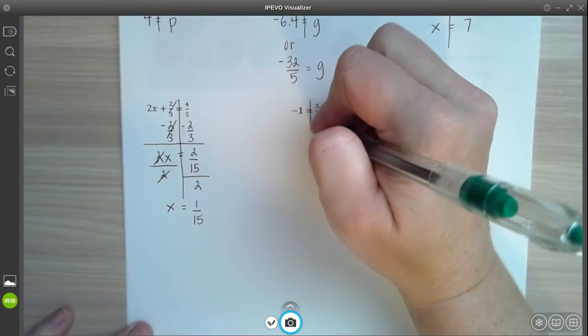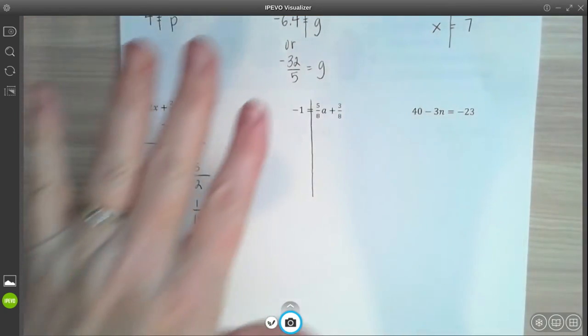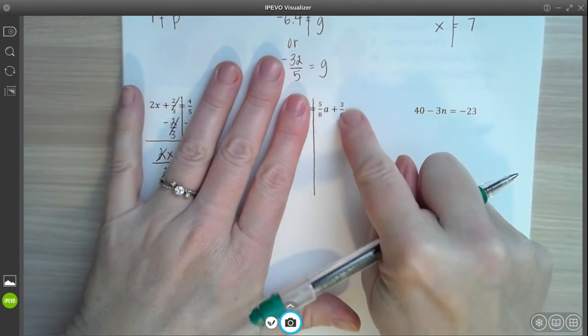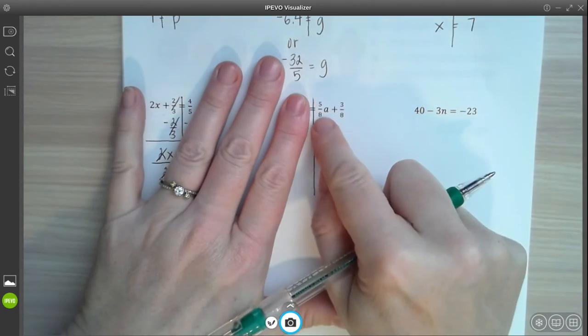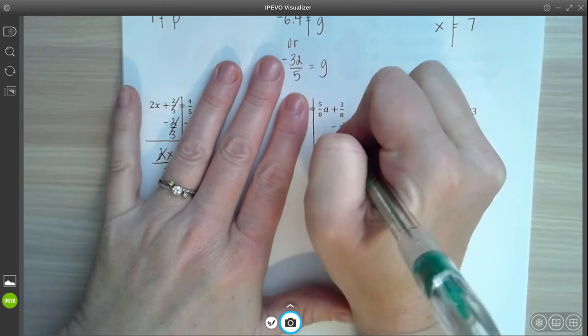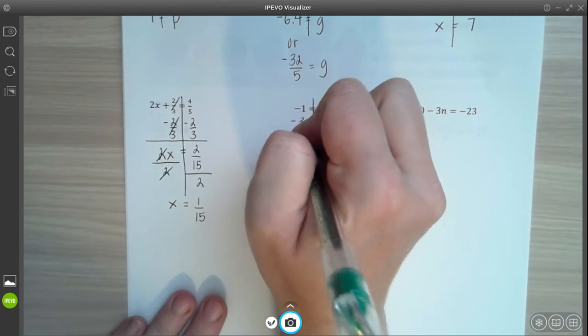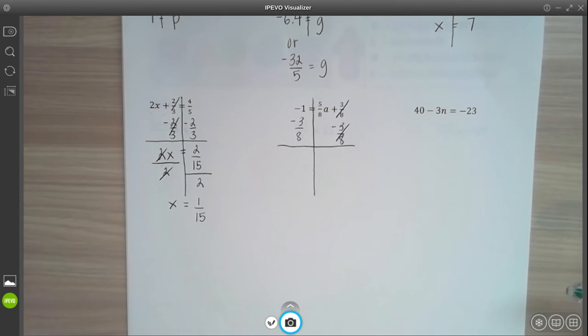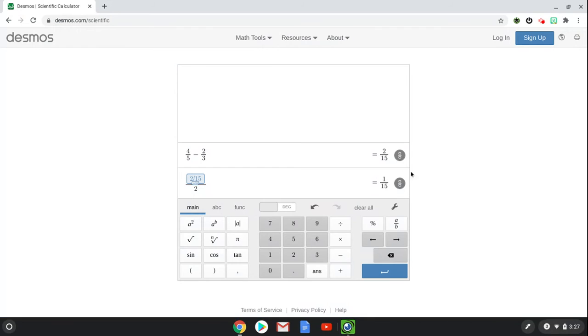All right, here's another one with fractions. Variable is on the right. Here I have plus 3/8. We always want to move the addition or subtraction first. We're going to save this multiplication part for last. So opposite of adding 3/8 is to subtract 3/8 on both sides. So on Desmos, I need to do -1 minus 3/8.